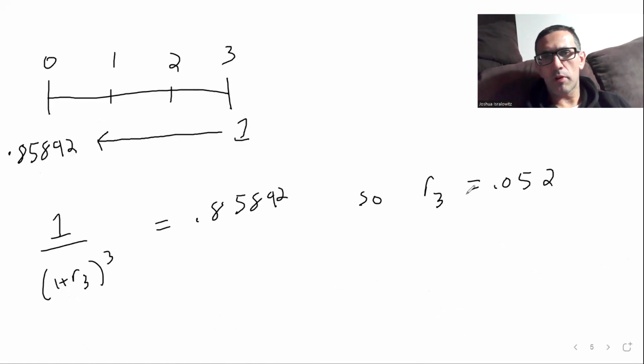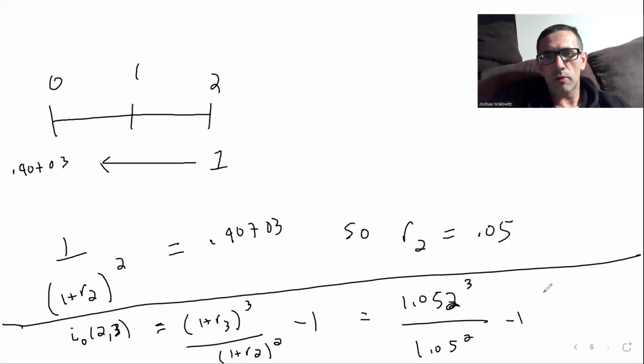R3 is 0.052. So this is going to be 0.056, so 5.6% about. Let me just double check that. I know it's probably annoying because you can't see the calculator, but anyway, yeah, it's 5.6%.